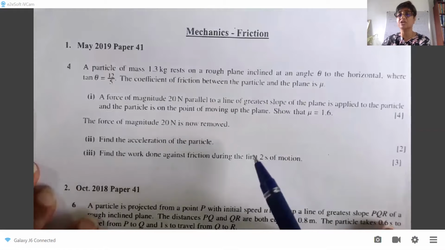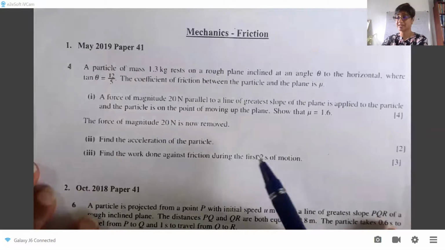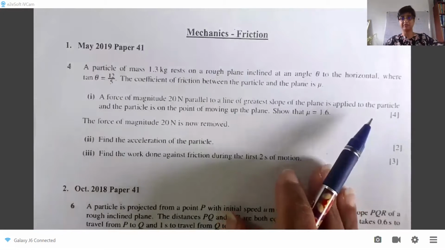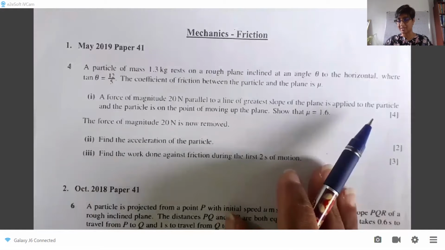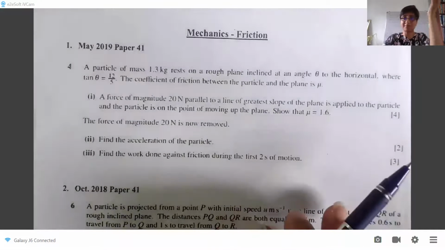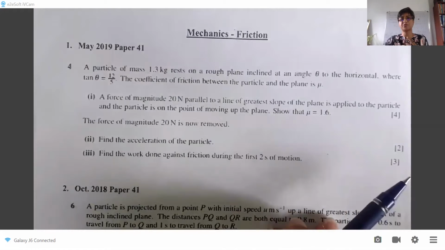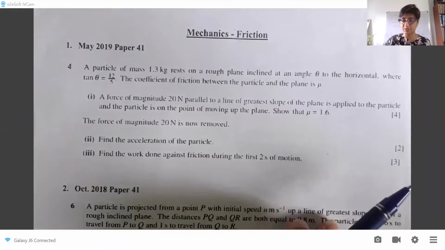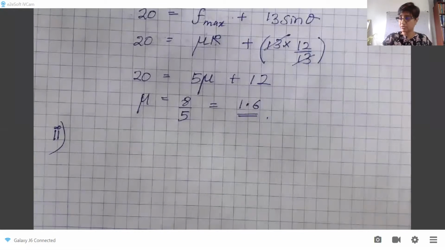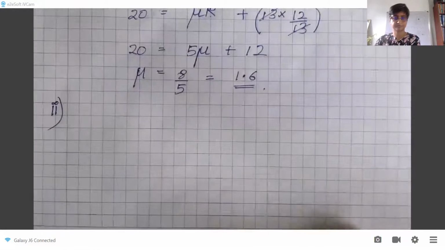We have to redraw our diagram because now it's a different scenario. Forces got different. For example, your normal reaction would be different now. It's not the same case now. So you have to treat it like a new problem. So you redraw it without the 20 newtons force. Let's quickly redraw. Sketch again without the 20 newtons force.